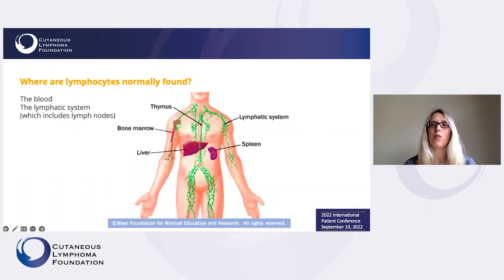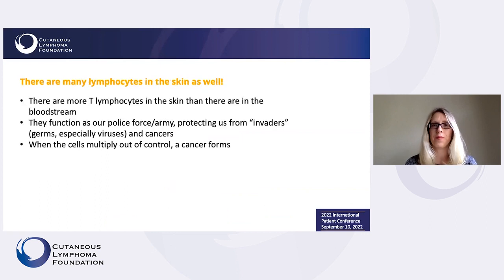Now, lymphocytes are found throughout the body. They are in our bloodstream and they're in our lymphatic system. And the lymphatic system consists of a number of different organs. There are lymph nodes, which are present in these little green clusters, which are all throughout the body. And lymphocytes are also found in our bone marrow. That's the inside of our bones where blood cells are made. They're in our liver, our spleen, and our thymus, which is a gland that is more present in children and sort of atrophies as we get older.